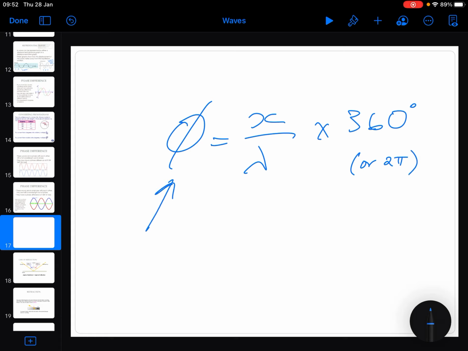Phi here is a phase difference. X is, what's X? Distance between the points.